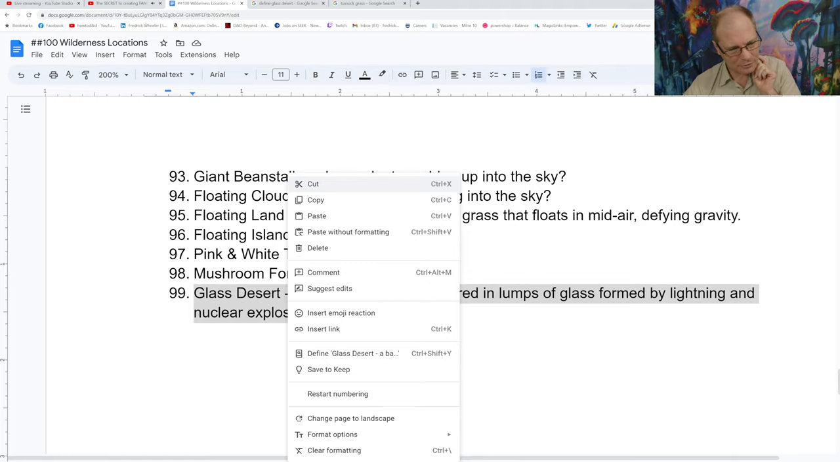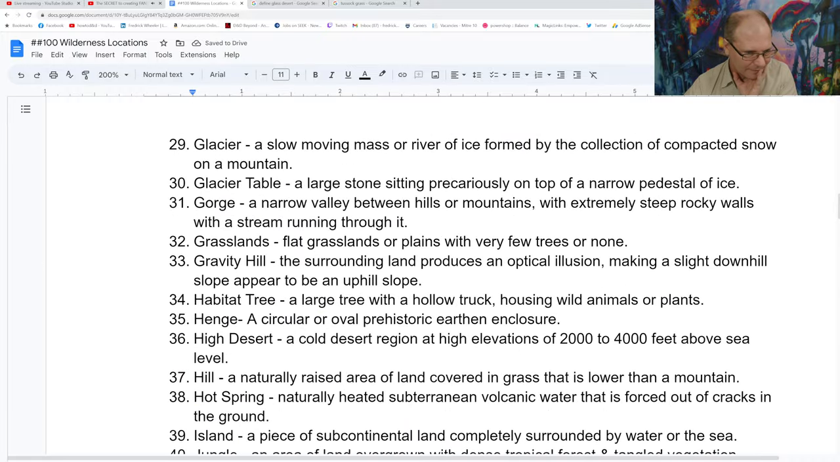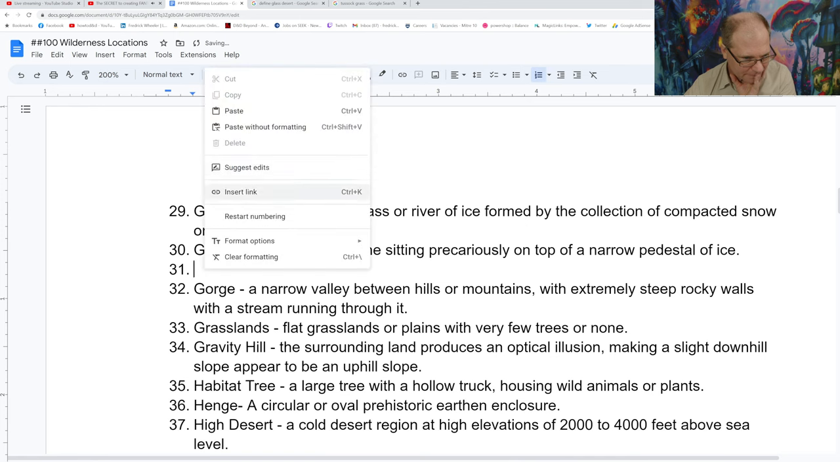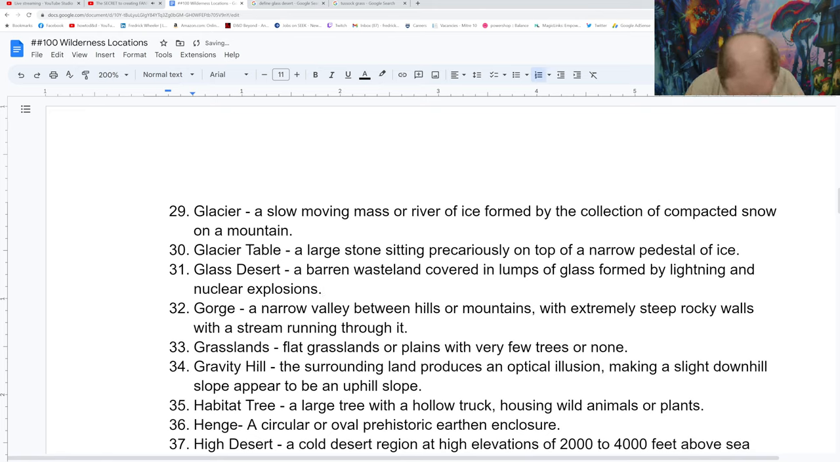So we're going to cut this and put it under glass desert. Glass. Glacier. And we'll put it right here. There we go, glass desert. Did somebody write something else in here? In Chile, a glass desert thought to be a comet strike. Well, I'm not surprised. Okay, so formed by lightning.